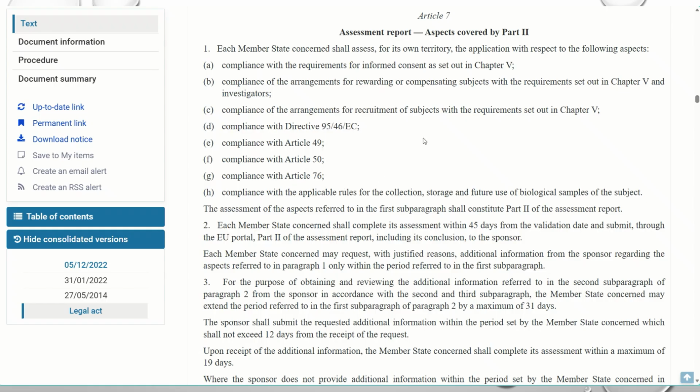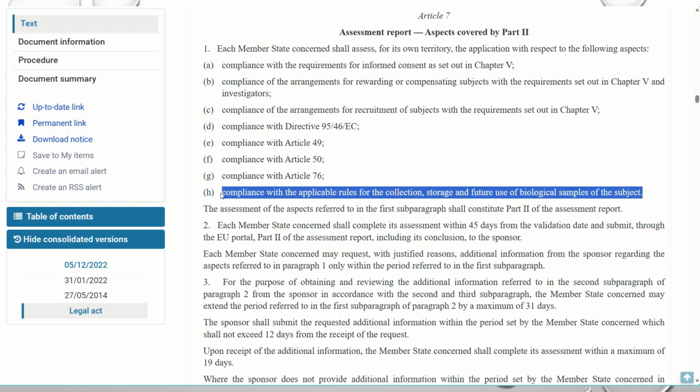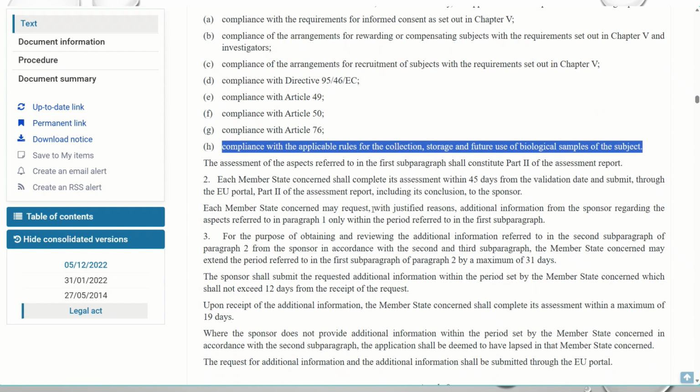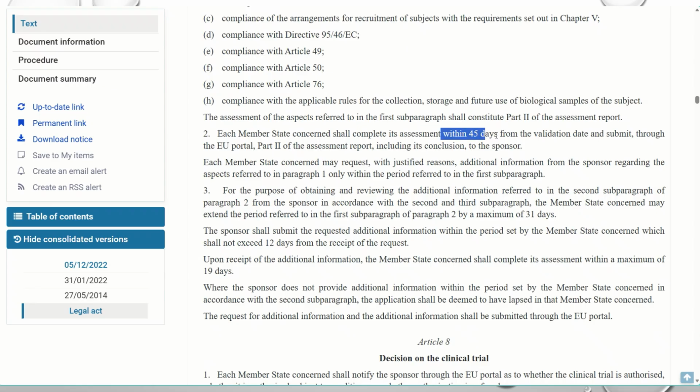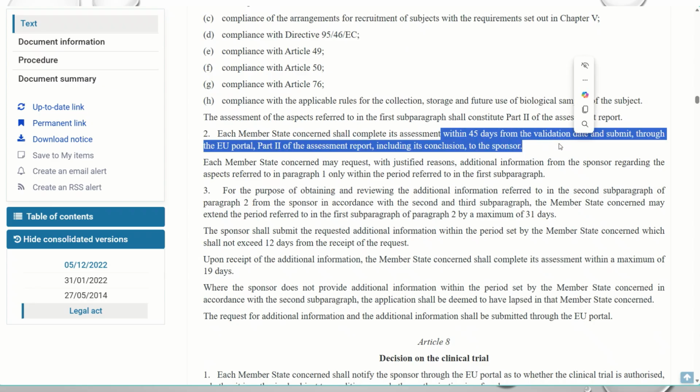the damage compensation. And then here, compliance with applicable rules for collection, storage, and future use of biological samples of the subject. So this is the information on the subjects themselves and the protections for the subject. And then it talks about the actual procedural timelines, sorry, the procedural timelines. So it's 45 days from the validation date.